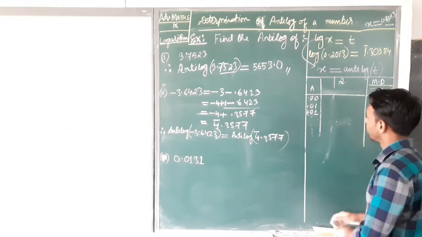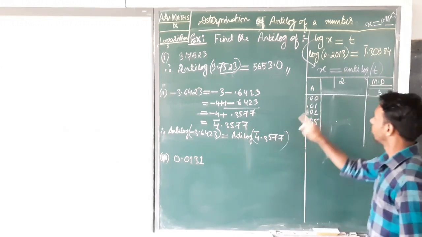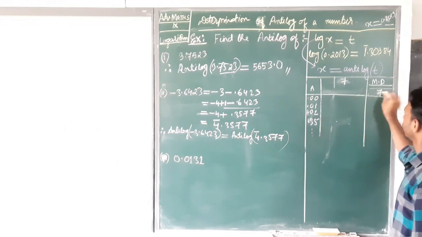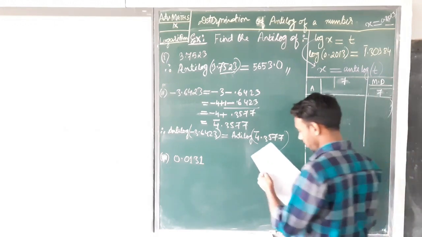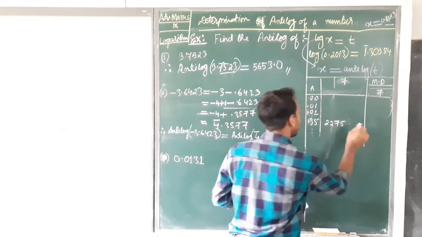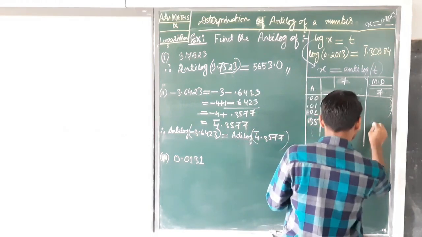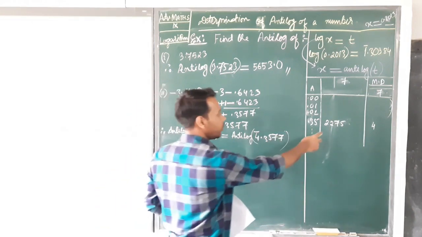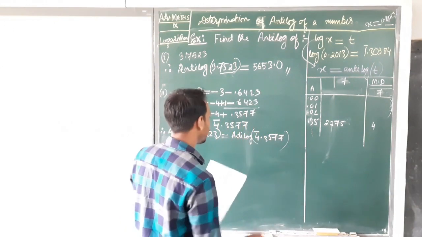Suppose we need 35 column 7, with mean difference also 7. What is the value in the row for 35? You will get 2275, and in the mean difference column for 7 you will get 4. So what you have to do is add these. Very easy. 2275 plus 4 is 2279. So 2279.